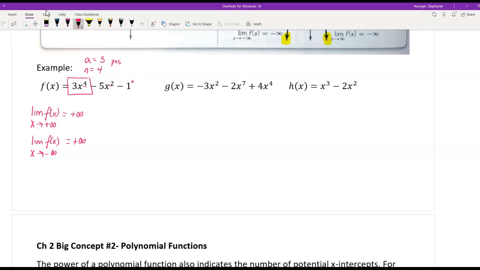That is because it's that smiley face shape. It doesn't matter what's happening in the middle. Our ends are going to always be the same. It has that positive. That means I'm going to have it going into positive infinity in both directions.